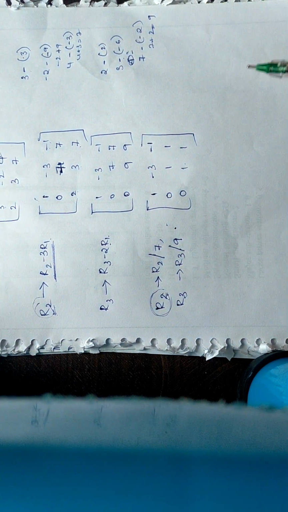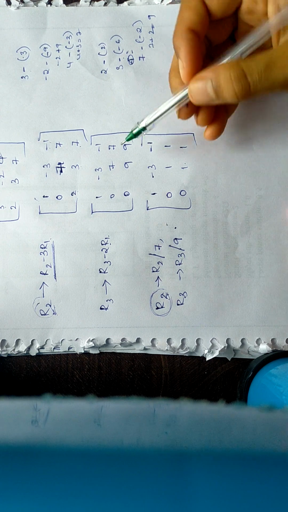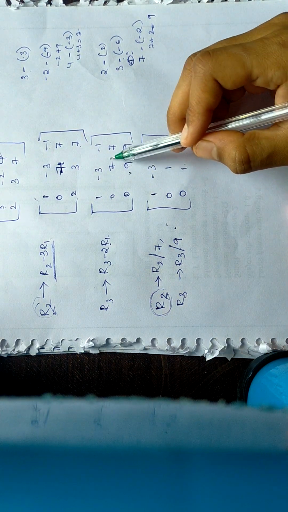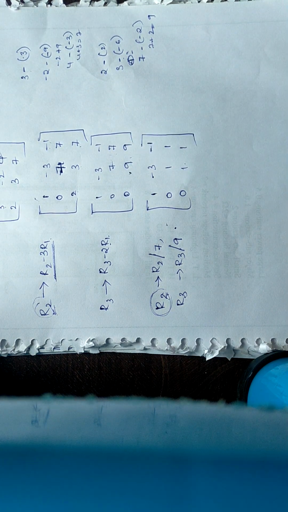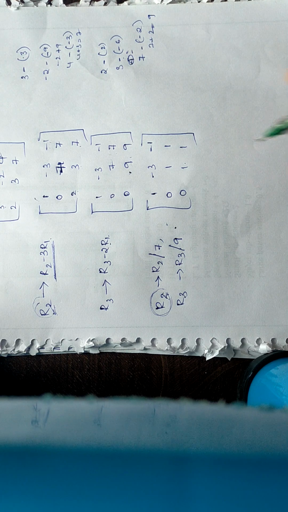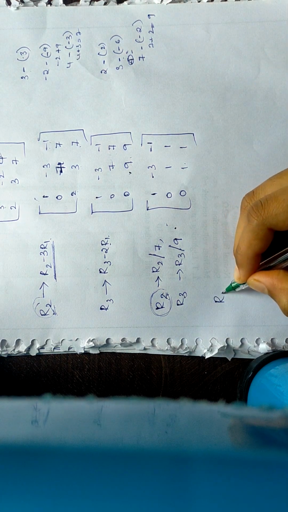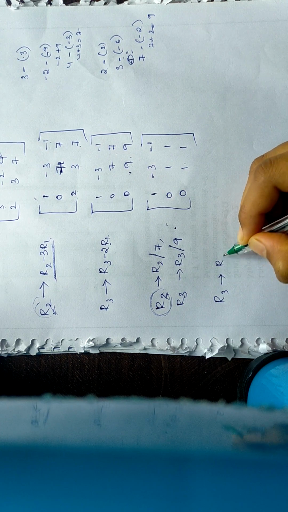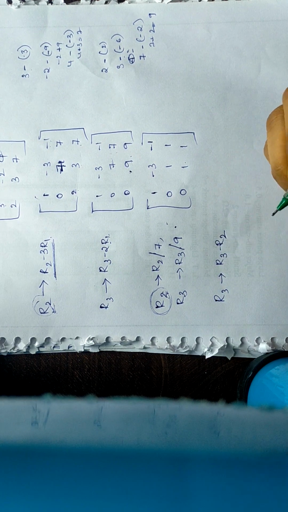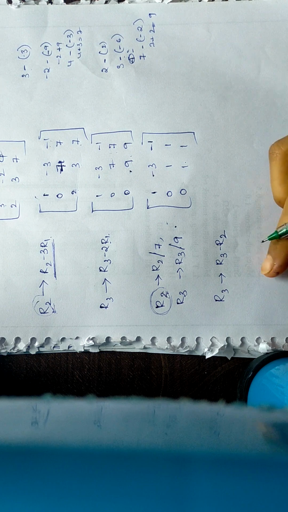If not 7, what you can do is multiply this row with 7 and this row with 9, and then subtract. Even then you will get the same values, but multiplying one row is easier than multiplying the complete row with 9. It will become complex. So now update row 3 as row 3 minus row 2.